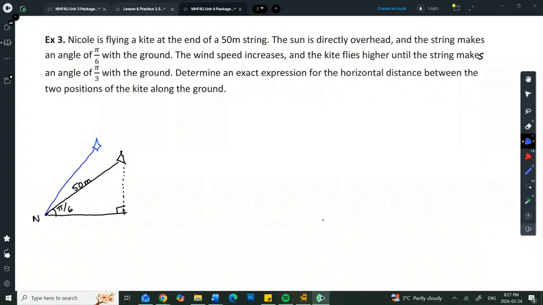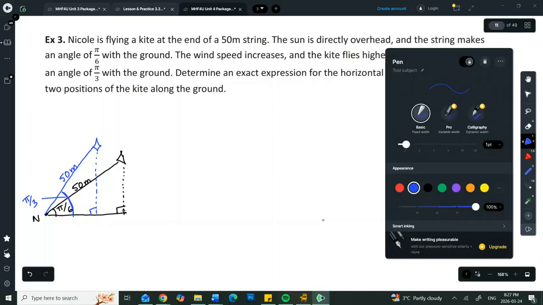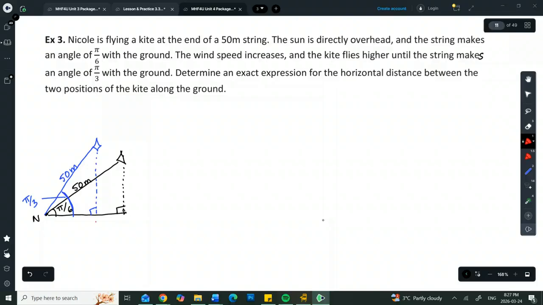The string is still the same, except for likely straight. And then again, we have that invisible line that goes down and makes that right angle with the ground. So this whole angle here is going to be pi over 3. I'm just going to label that off to the side here. The kite string is still 50 meters. Determine an expression for the exact horizontal distance between the two positions of the kite along the ground. So horizontal distance means to the left and to the right. So really what I want to know is how far has it moved from here to here. That's going to be called my x for this.